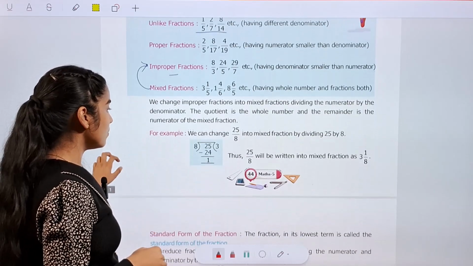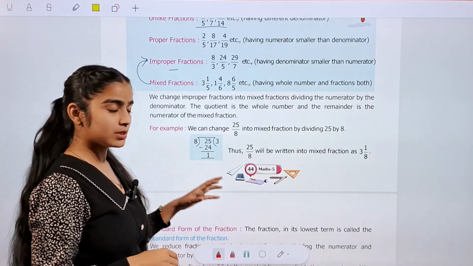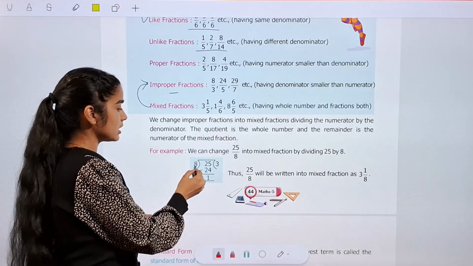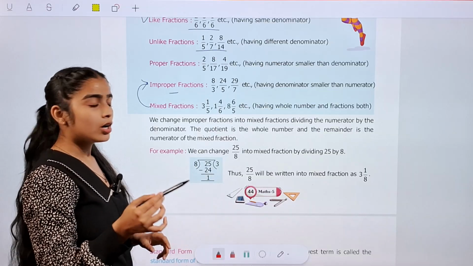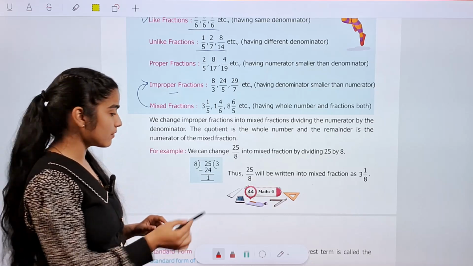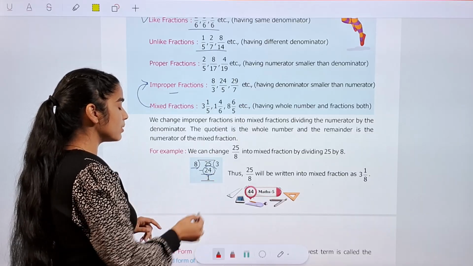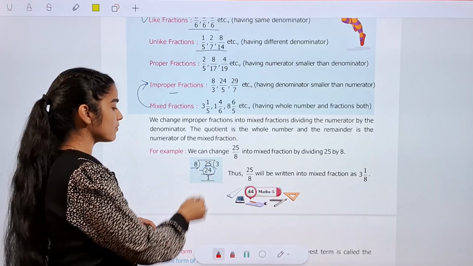We can change 25 by 8 into a mixed fraction by dividing 25 by 8. This is so simple. First we check the 8s table for a number less than or equal to 25. We don't have any number equal to 25 in the 8s table, so we consider the smaller number, which is 24. When we subtract 24 from 25, we get 1.